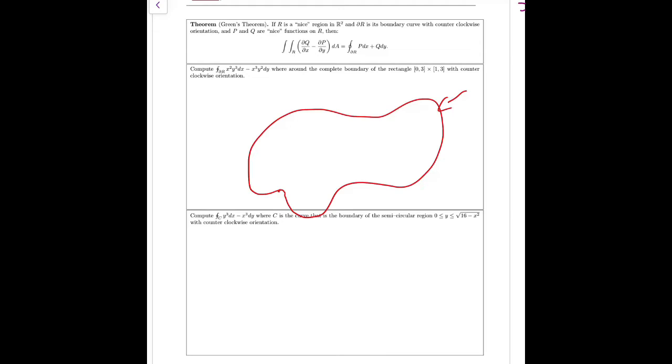So what Green's theorem says is that the surface integral of this function, so Q and P are functions, the surface integral of that function over R is equal to this line integral around the boundary of R. And remember we put the little circle there around the integral to let us know that we are doing the integral over a closed curve. In other words, a curve that has the same starting and ending point.